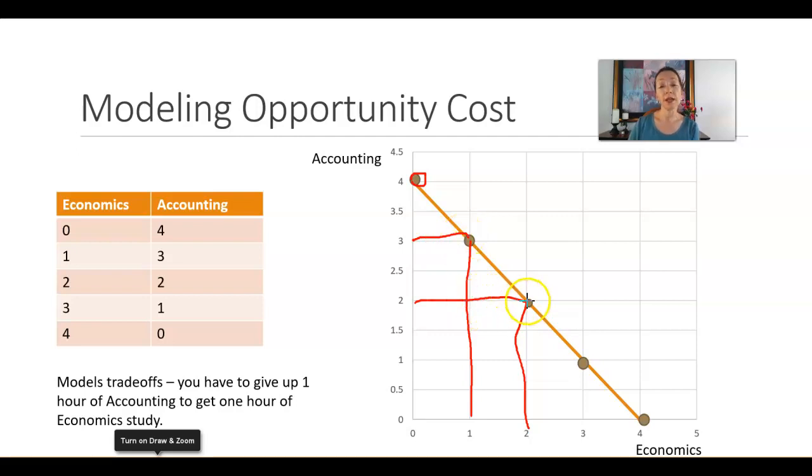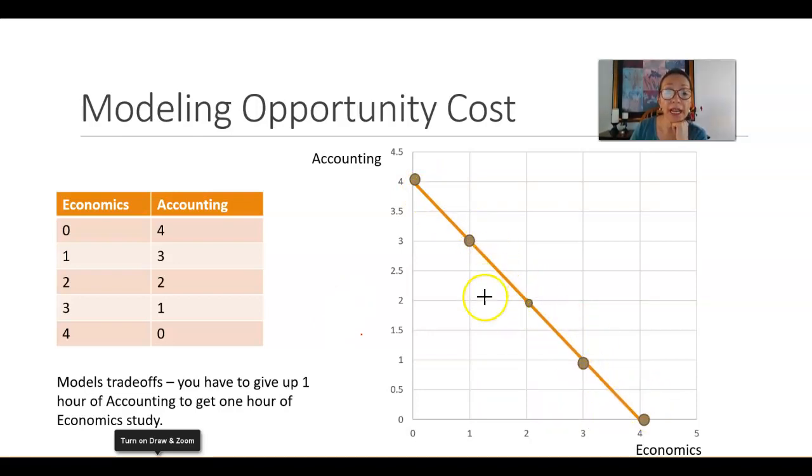If we want to get another hour of economics study, we have to give up another hour of accounting. And so on. If we want 3 hours of economics study tonight, we have to give up another hour of accounting. So now we will only be studying 1 hour, and we'll be getting 3 hours of economics study. If we want to allocate all of our resources to economic study, then we would have to give up another hour of accounting. What this line does is it measures our trade-offs.